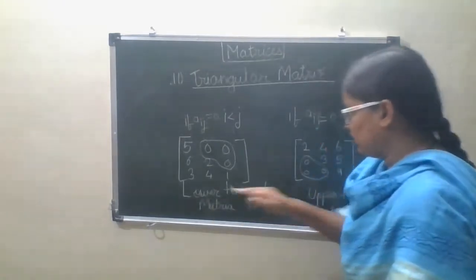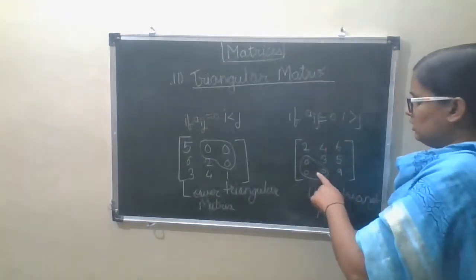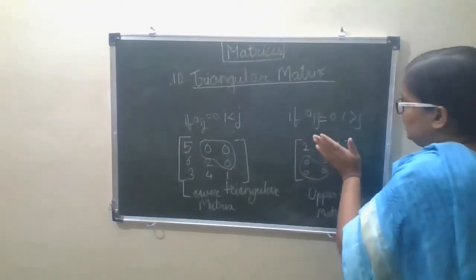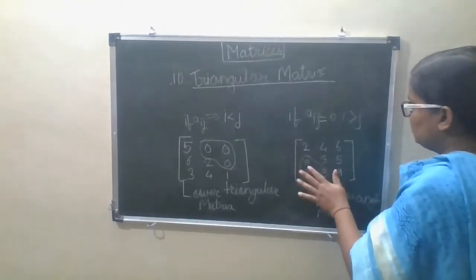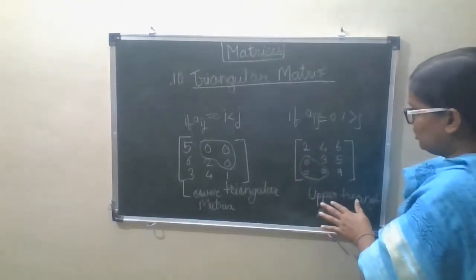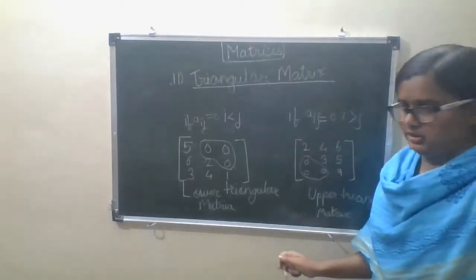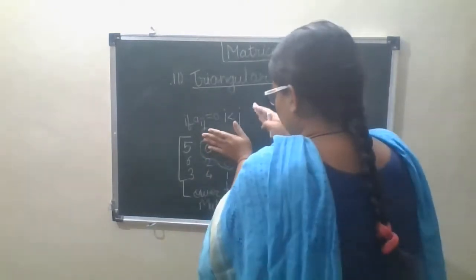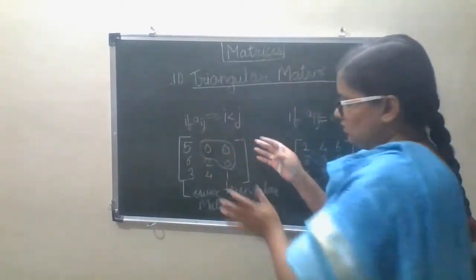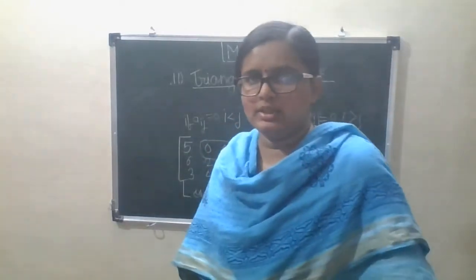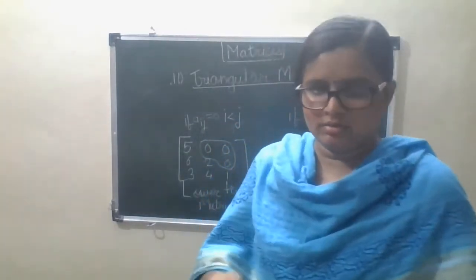This is a lower triangular matrix, and this part where the elements are 0 is called an upper triangular matrix, and this much part is the lower triangular matrix. Got it?